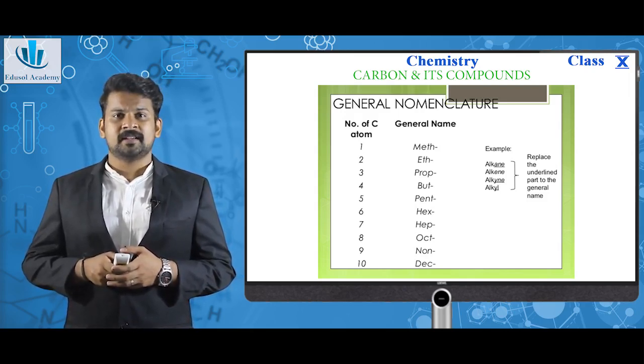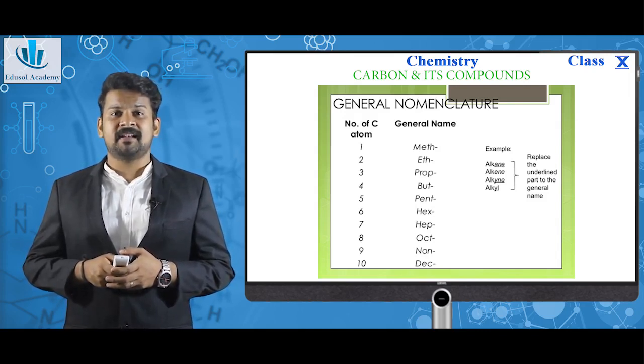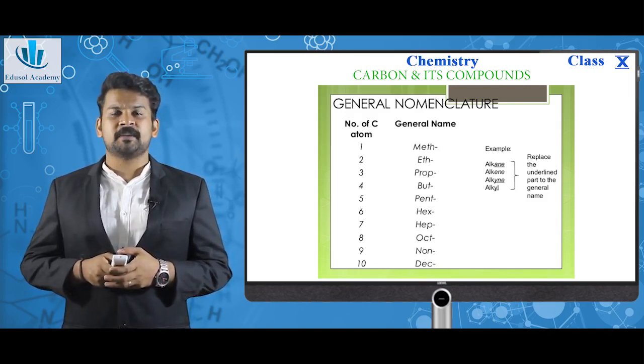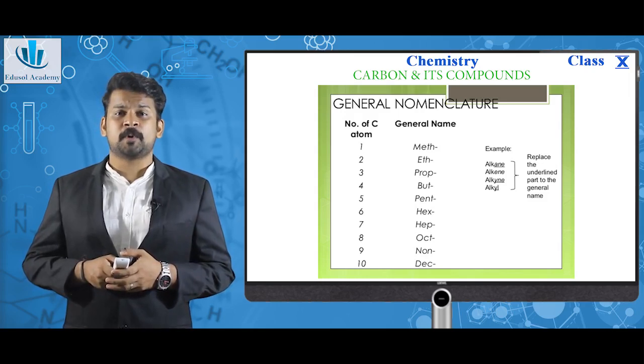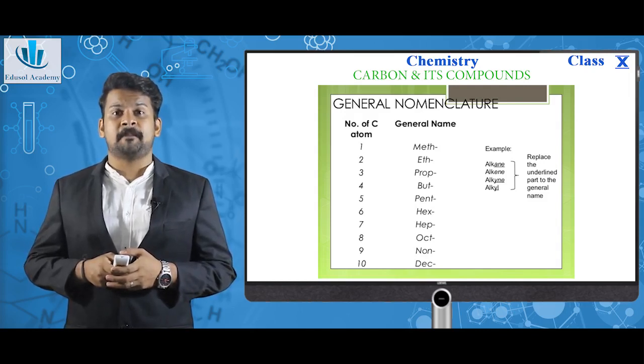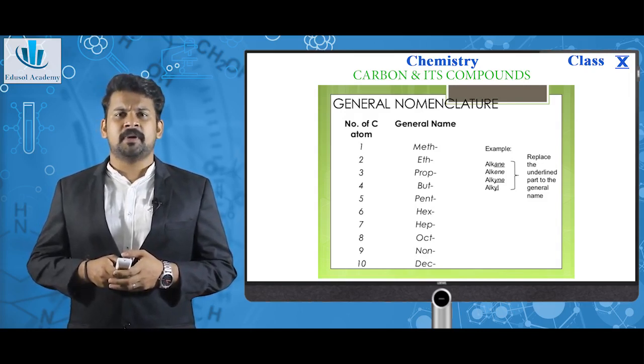For alkane, the word root is followed by the suffix, as methane, ethane, propane, butane, pentane, hexane and so on. For alkene, it is ethene, propene, butene, pentene, hexene and so on. For alkyne, it is ethyne, propyne, butyne, pentyne, hexyne, etc. So, in such a way, nomenclature is assigned.